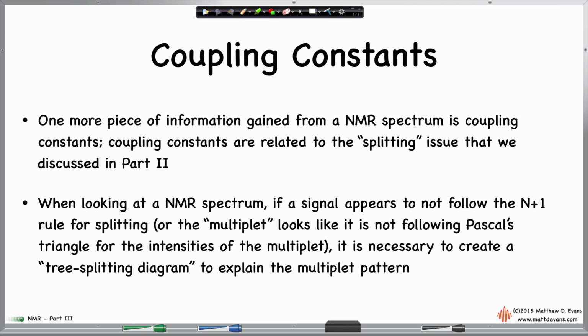We're not going to spend terribly large amounts of time on this, but I think it's interesting. You may get this. I think it's pretty easy to understand, and I'm going to do the best I can to explain it to you. So we're going to talk about complex splitting. These splitting patterns do not obey the N+1 rule. Okay, so let's take a look.